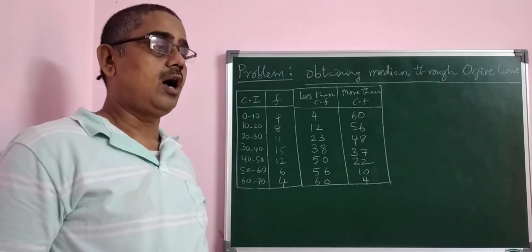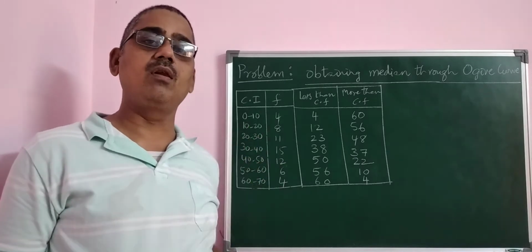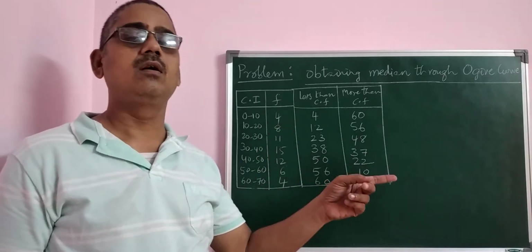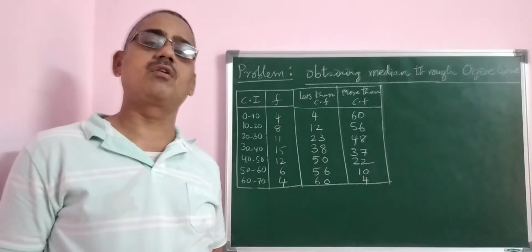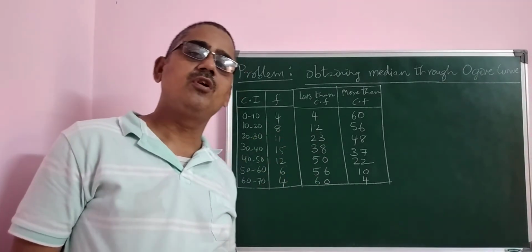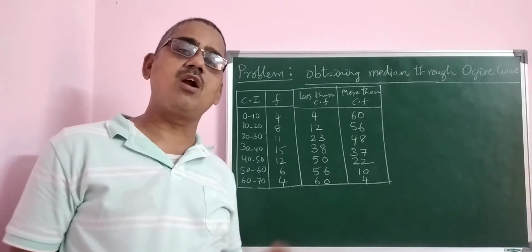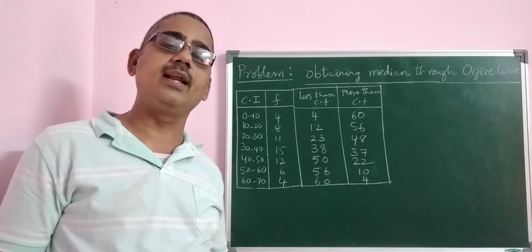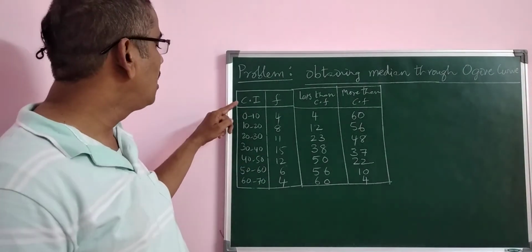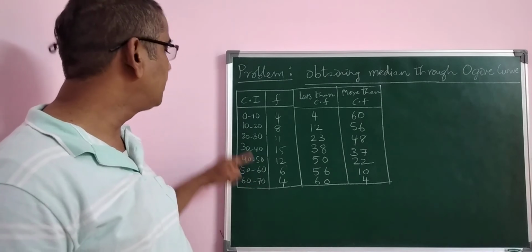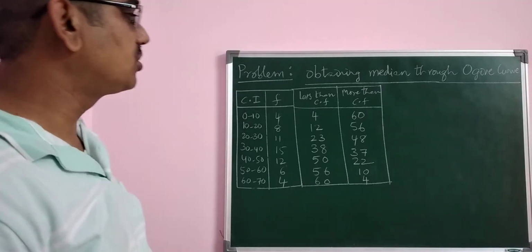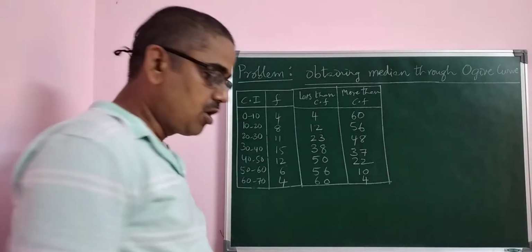Now I draw a separate table for drawing the less than Ogive curve and the more than Ogive curve separately. What is the construction of the less than Ogive curve? You have to consider less than cumulative frequencies, which are to be plotted against the upper limits of the class intervals. So here upper limits are 10, 20, 30, 40 up to 70. Lower limits are 0 to 60.